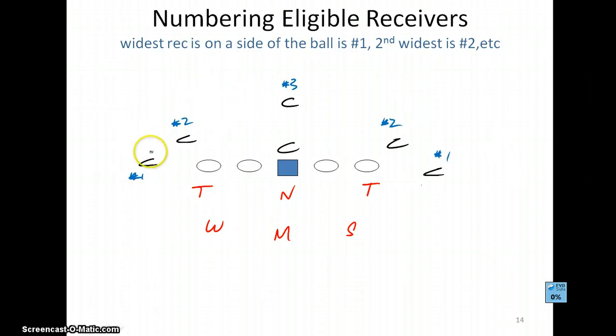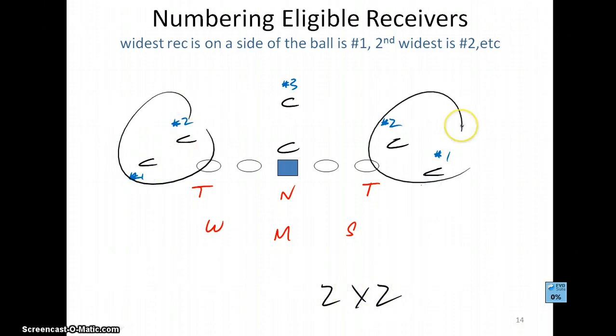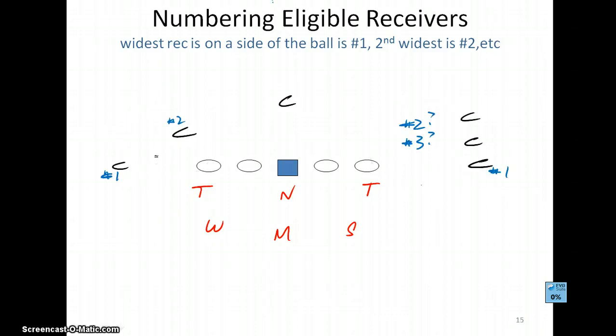Now here's a single back set, and we would call this 2 by 2 because here you see there's 2 receivers on this side, there's 2 on this side. As we look at it from the defensive side of the football, 2 by 2 would tell us that we have 2 eligible receivers to the left and 2 eligible receivers to the right. So a 2 by 2 set is what we would see in this case.